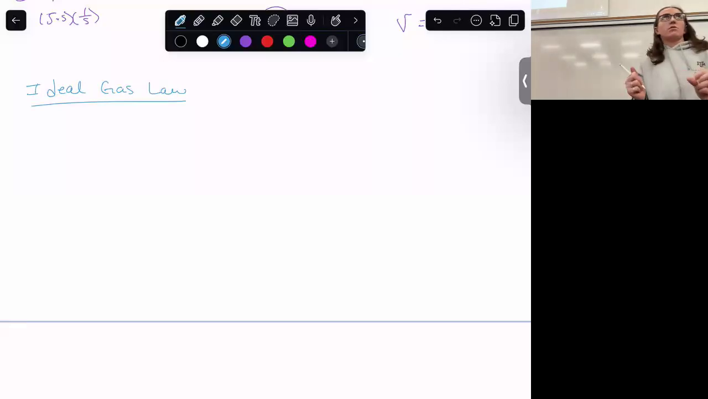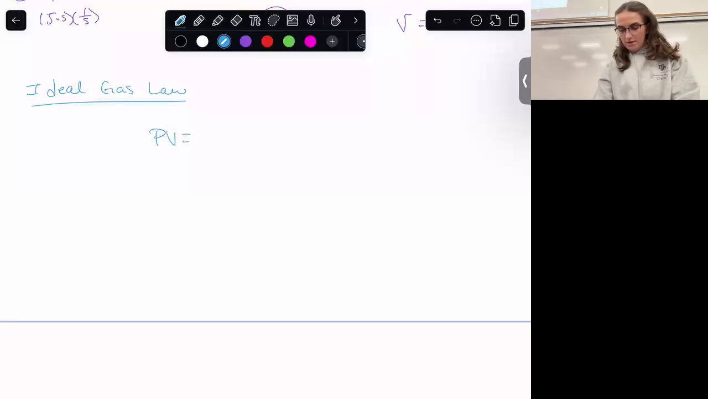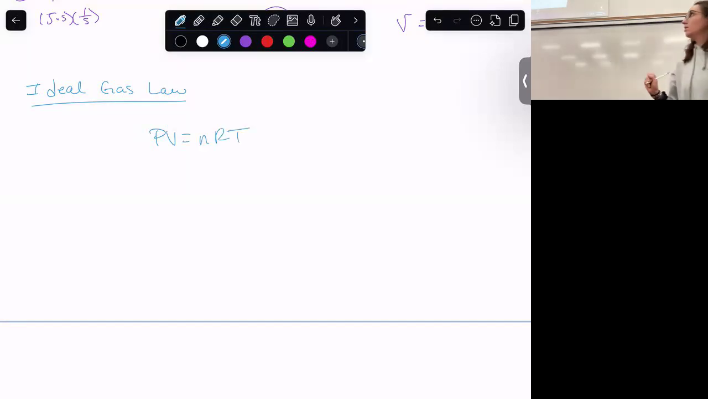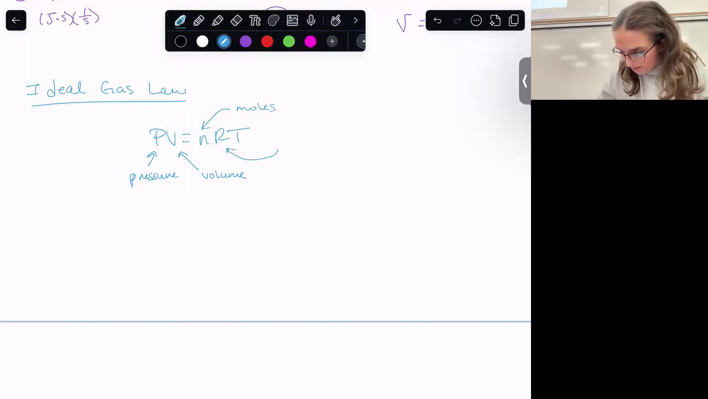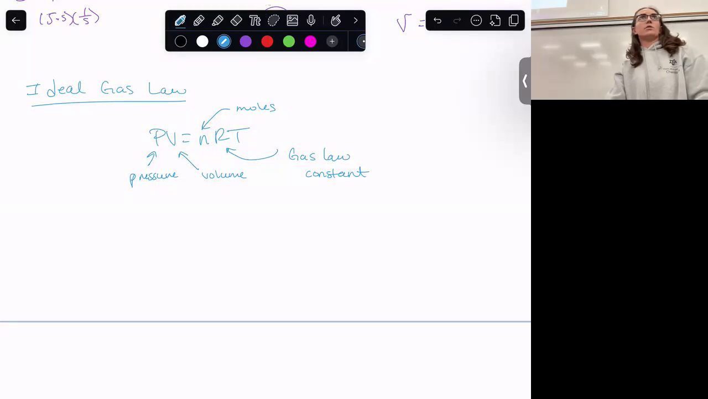So for your ideal gas law, does anyone know what that is? PV. Good. So PV is equal to nRT. This is your pressure. This is your volume. This is your moles. R is your gas law constant. Does anyone know what R value we use for ideal gas law?